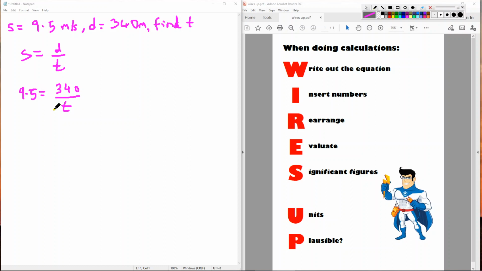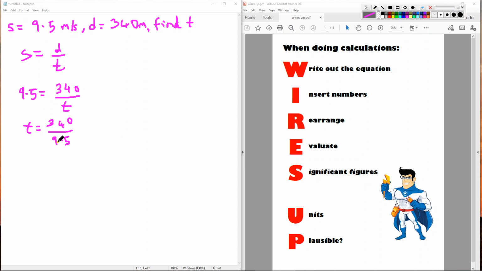A neat little procedure you can learn with this type of equation is you can swap the number on the bottom, in the denominator of the fraction, up to there. So these two numbers, the 9.5 and the T, can swap. So we end up with T is equal to 340 divided by 9.5. So we've done our rearrange.